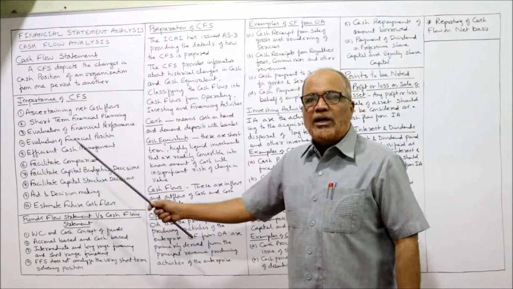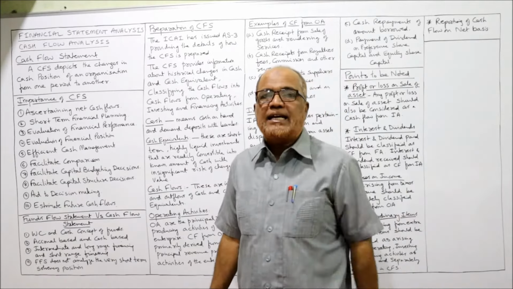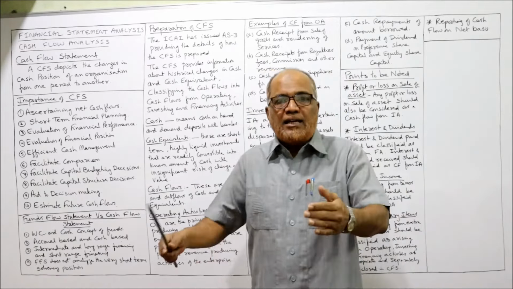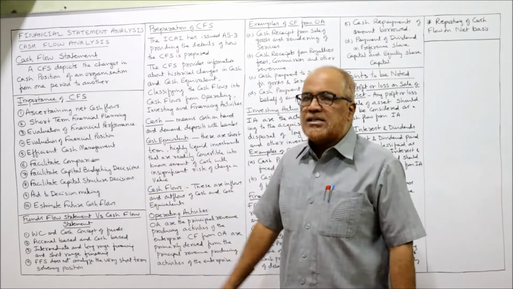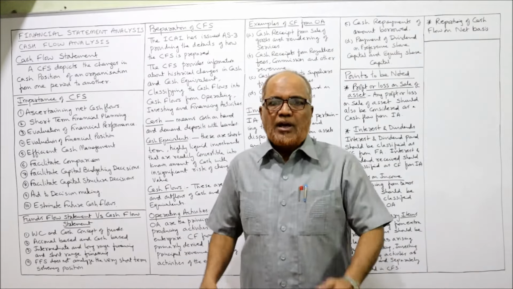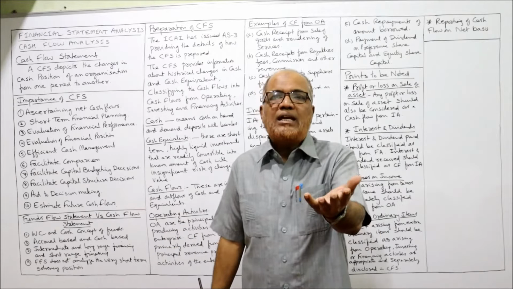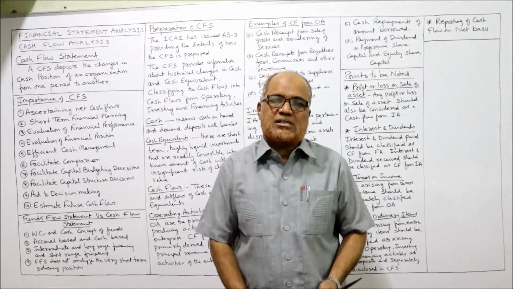Now each and every point I am going to explain in detail. First, ascertaining net cash inflows. The cash flow statement will help in ascertaining the net cash inflows and cash outflows of the activities relating to the main activity of the business, the operating activity, the financing activity, and the investing activity of the business. So this will help in ascertaining the net cash inflow. Inflow minus outflow will give you the net cash flow. So we are able to get the net cash flow from different activities of the business.